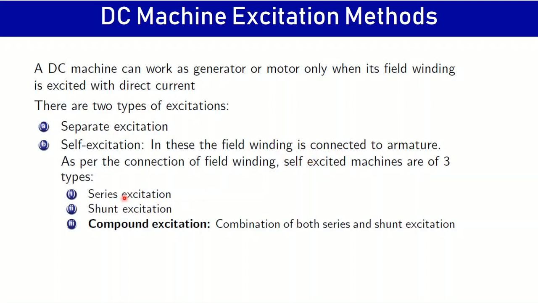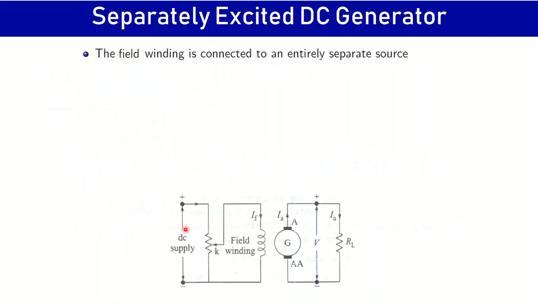If you connect them in series, then the excitation is called series excitation and the machine is known as a series machine. If you connect them in parallel, then the excitation is called shunt excitation and the machine is known as a shunt machine. Compound excitation is a combination of series and shunt excitation. In a separately excited DC generator, the field winding is directly connected to a DC supply which is separately available, and you give mechanical power to the armature and obtain a voltage which is now fed to the load.